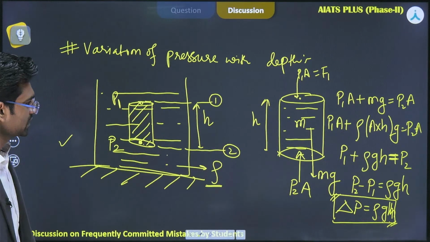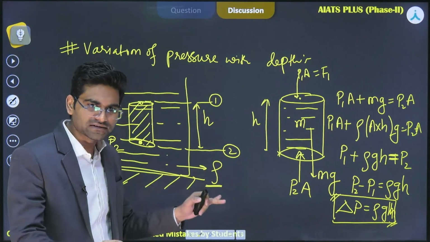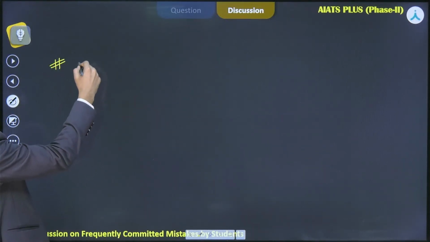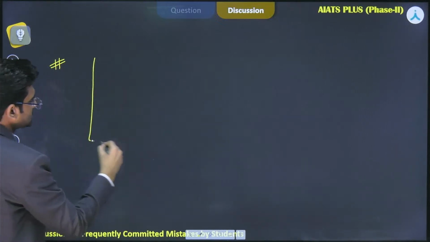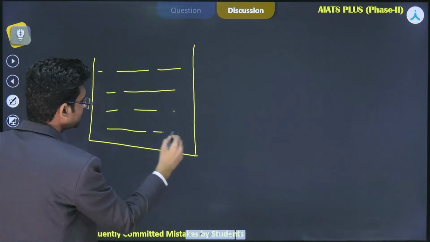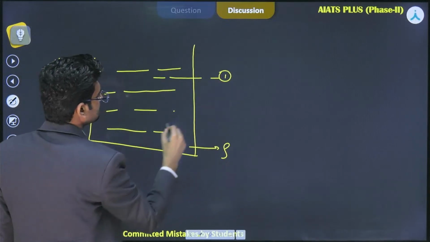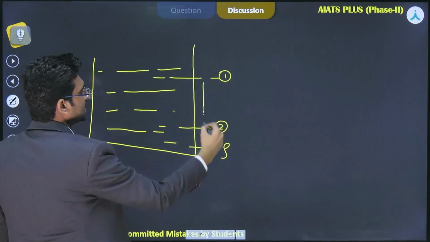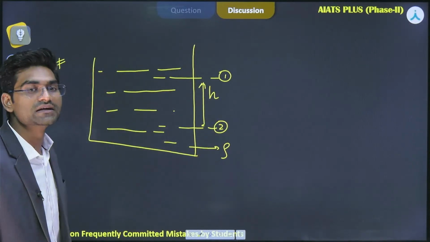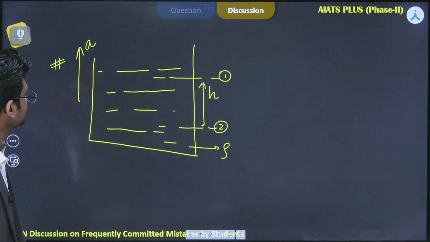Now, this container was placed on a surface and it was not accelerating. But again, if we put this container in a lift, filled with the same liquid, rho, this is level 1, this is level 2. The height difference between these two is H. Now we have to find what will be delta P. This beaker is going upwards with acceleration a.